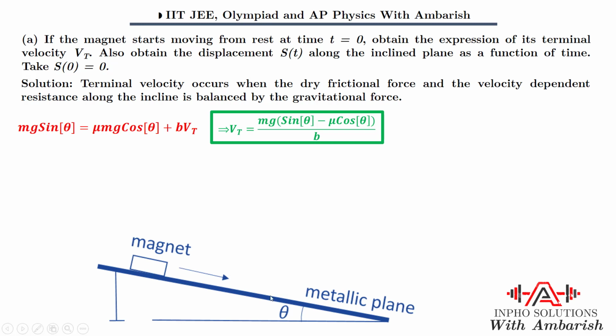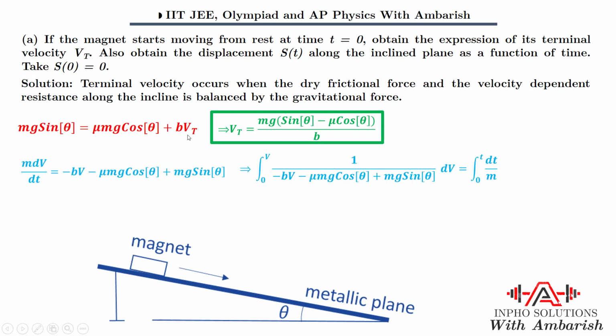mg sin theta downward should be equal to mu mg cos theta plus b times terminal velocity. All right, so this straight away gives you the terminal velocity: vt equals mg times (sin theta minus mu cos theta) upon b. So this is the terminal velocity. That's the first part of the A part. We are also supposed to find s as a function of time. So now we can write this equation at a general time, when the velocity is less than the terminal velocity, so that we can get the differential equation in velocity.